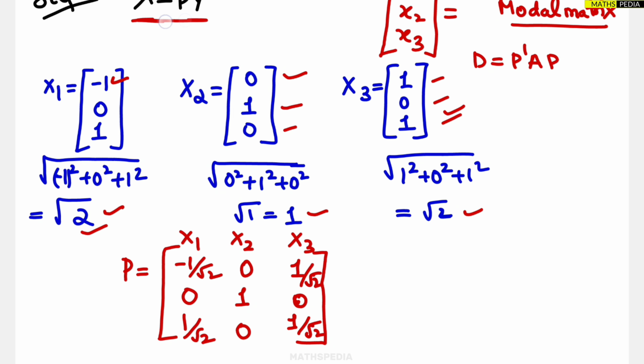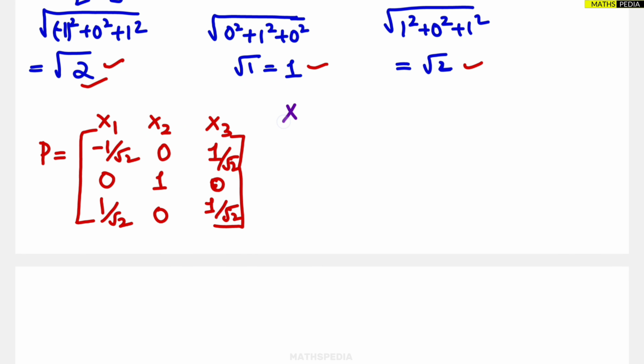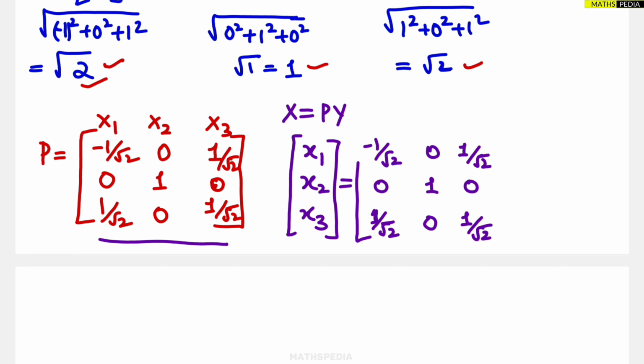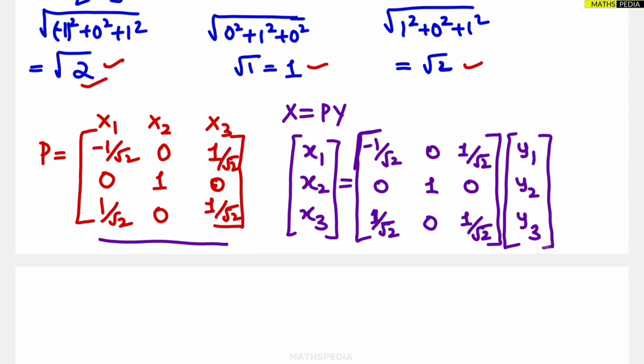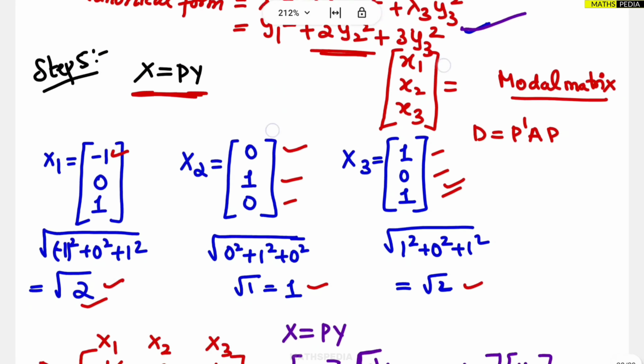Now we have to bring it in this form: X is equal to PY. X is equal to PY in the sense that this is nothing but P, and we have to multiply with Y. So the X matrix, as I said, is x1, x2, x3. The P matrix, we now got this particular matrix, into Y. What is the Y matrix? It is y1, y2, y3, which we got from the canonical form, you remember. Here we use y1, y2, y3. That particular thing we are writing here.